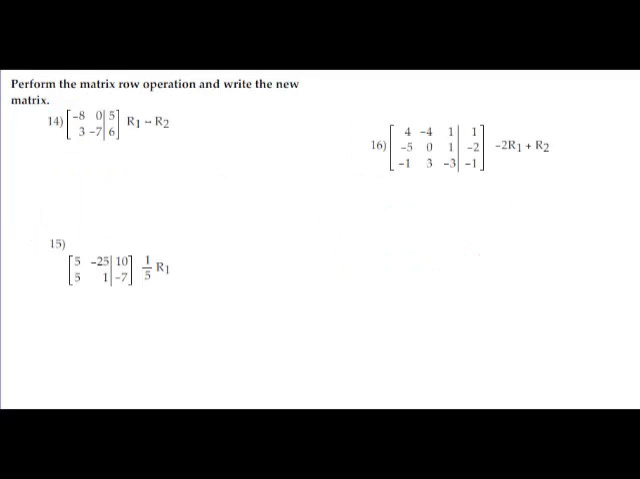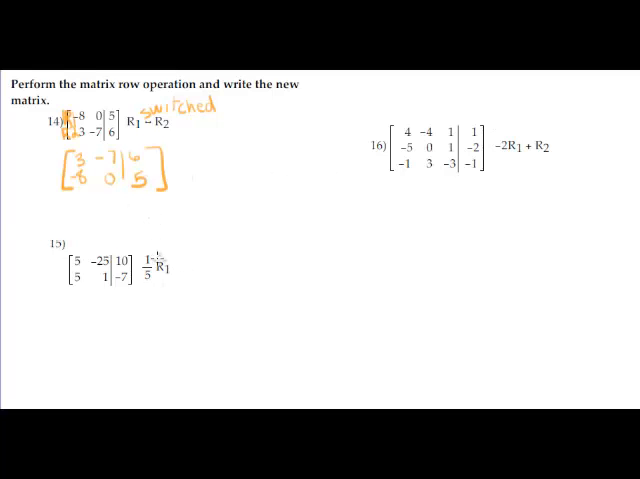Now for row operations. In these row operations, we're just doing individual things, whatever they tell us here. We're not actually solving for anything. So on 14, this says row 1 switched with row 2. That's what the double-sided arrow means. So the first row here is row 1, then we have row 2. So we just need to take what those are and switch them around. So I'll have 3, -7, 6, and then -8, 0, 5. And that's all they're asking us to do.